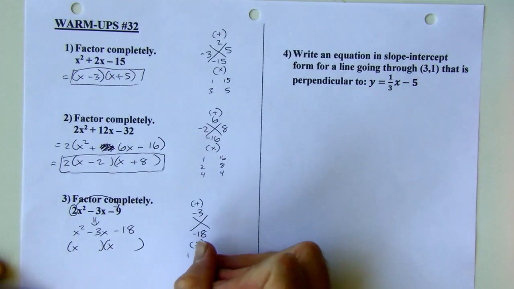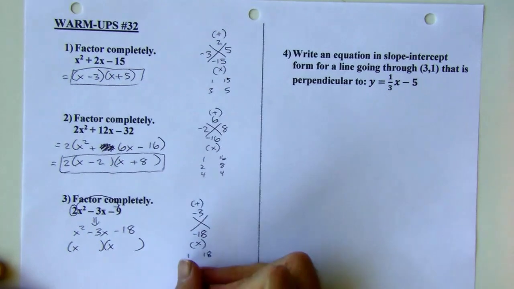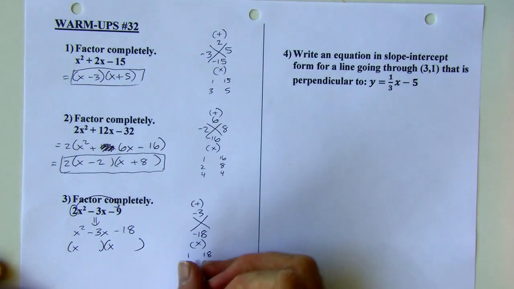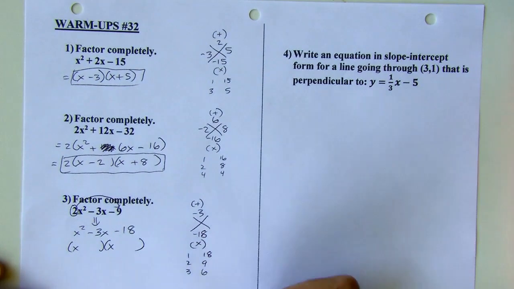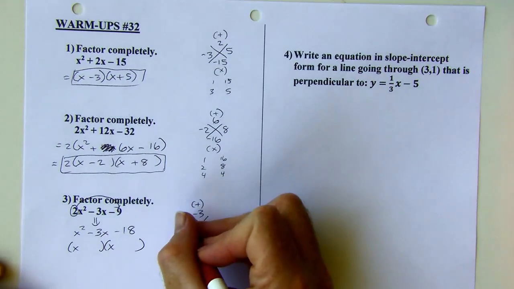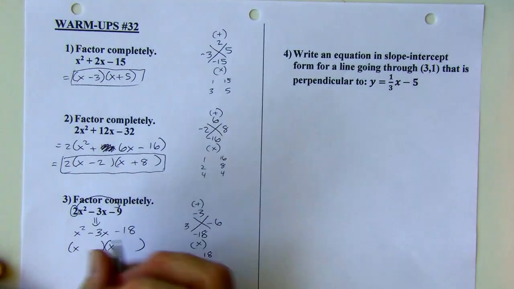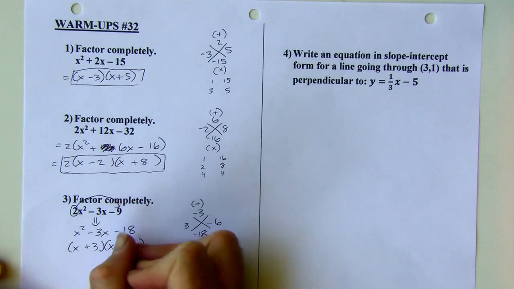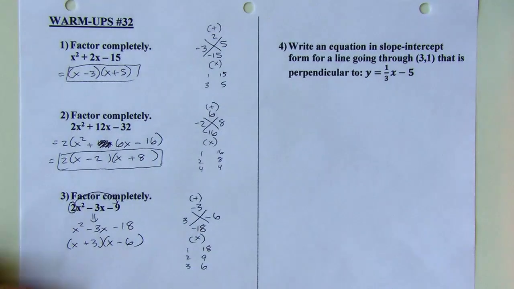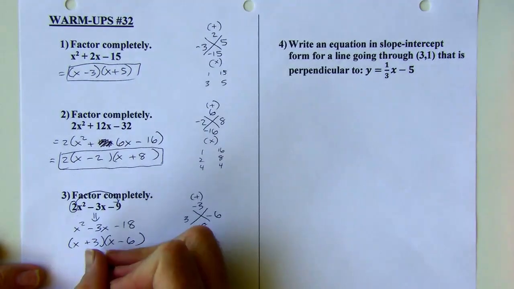Okay, so I'm thinking, okay, 1 and 18, can't get 3 out of that. Or 2 and 9, can't get 3 out of that. 3 and 6, now I'm in business. 3 and 6 with a positive 3 and a negative 6, then that's going to work out for negative 3. Positive 3, negative 6, okay? But I'm not finished here because I modified the trinomial. I have to modify the answer.